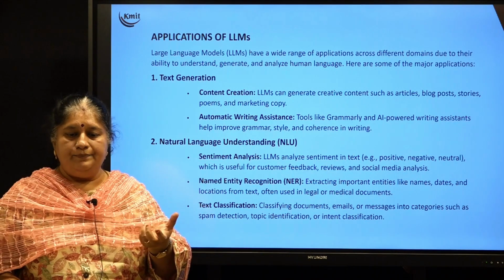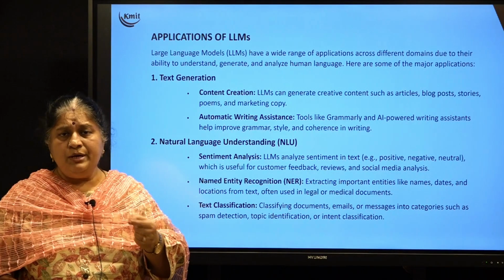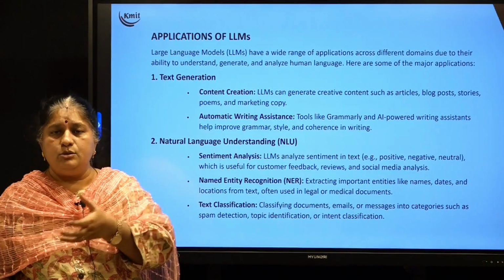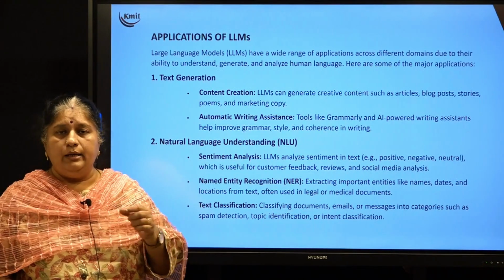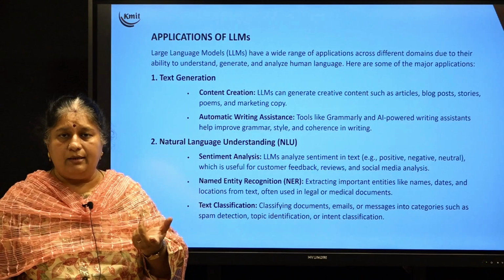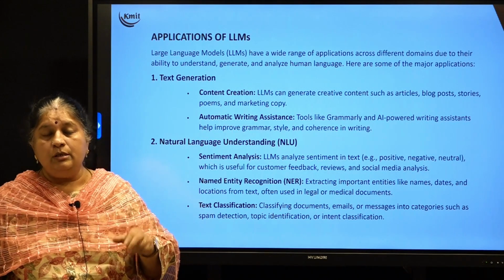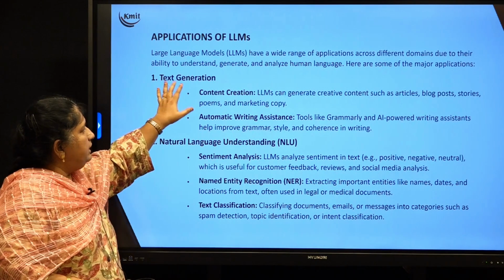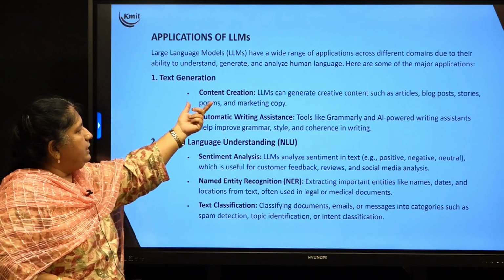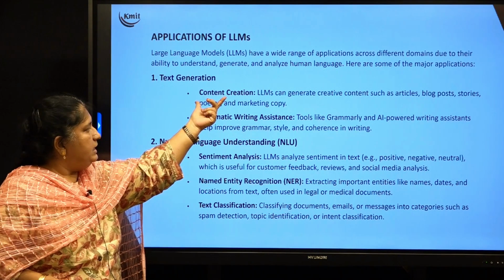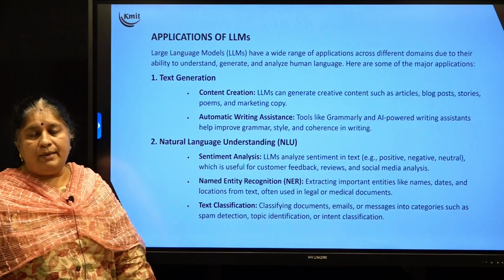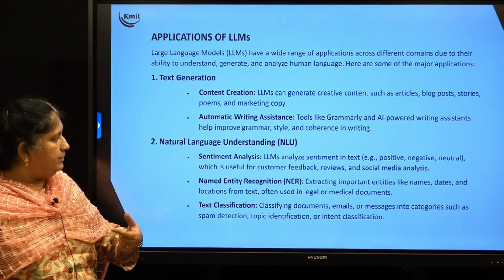You can ask a question, can you explain this to a 10-year-old kid? Can you explain this to a 20-year-old boy? Can you explain this to a 50-year-old man? Likewise, the same question you can try to generate in multiple ways. So it is trying to generate text. So it is used for content creation, and similarly you can use it as an automatic writing assistant, right?